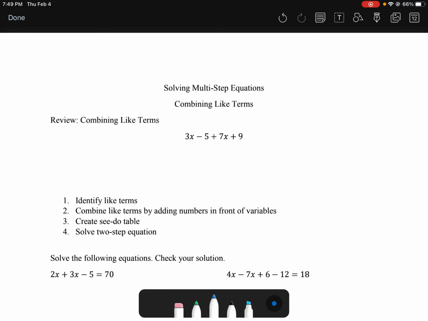Hey guys, today we're going to start talking about solving multi-step equations using combining like terms. So just to review, combining like terms is when we take our like terms, so the ones with the same letters, and we add the numbers out in front.